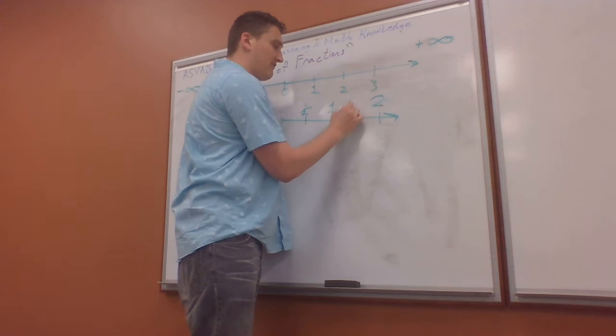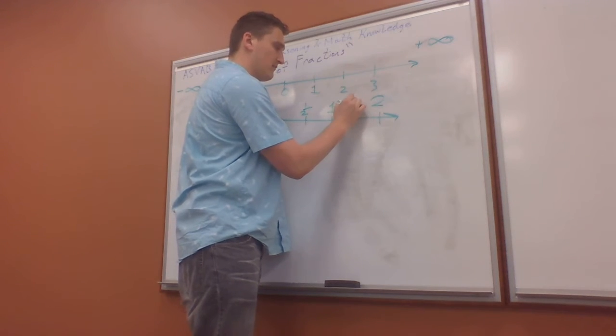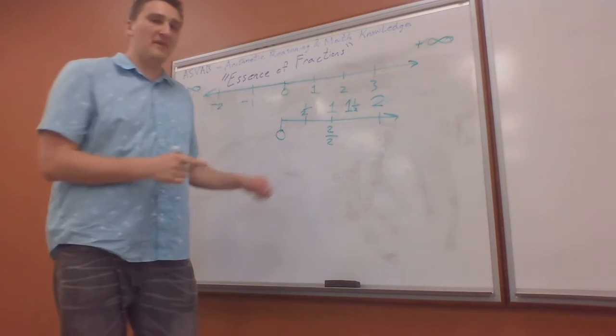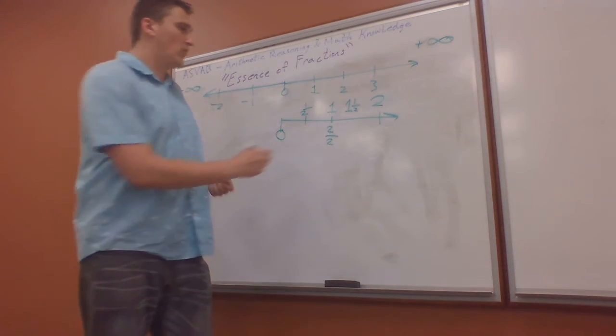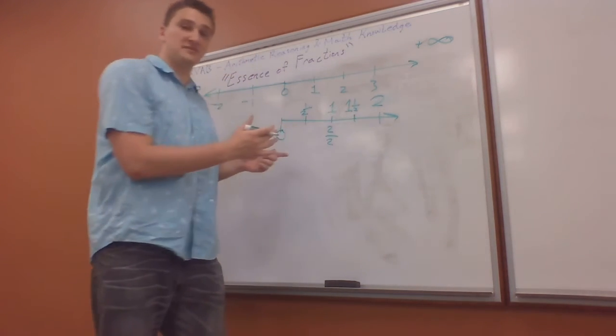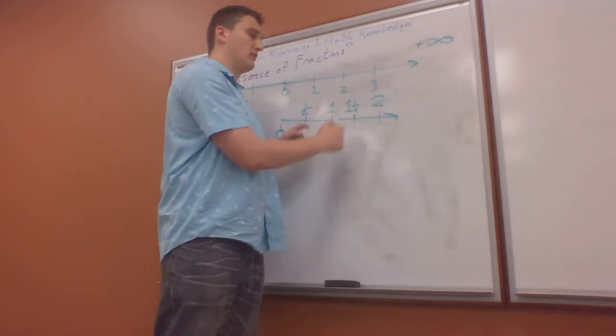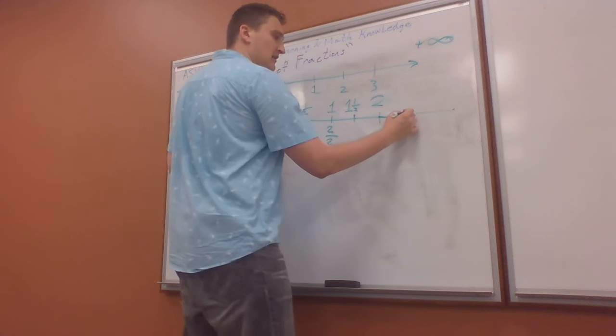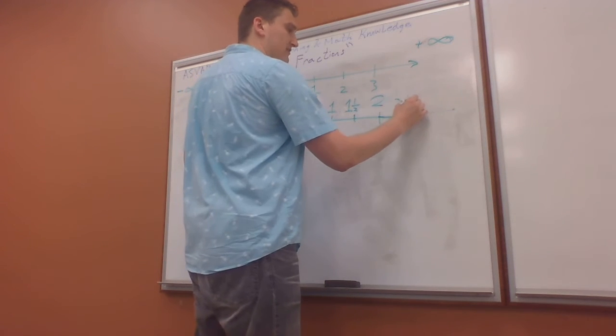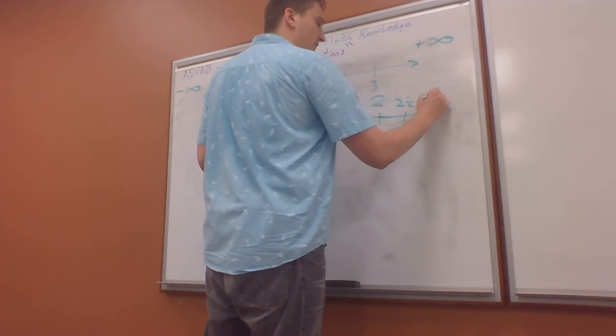Count one more half, I have 1.5. This is called a mixed fraction, where you have a whole and then a fractional part. 1.5 represents half the distance between 1 and 2. If I were to go past 2 and count by halves, I would go 2.5, then 3.